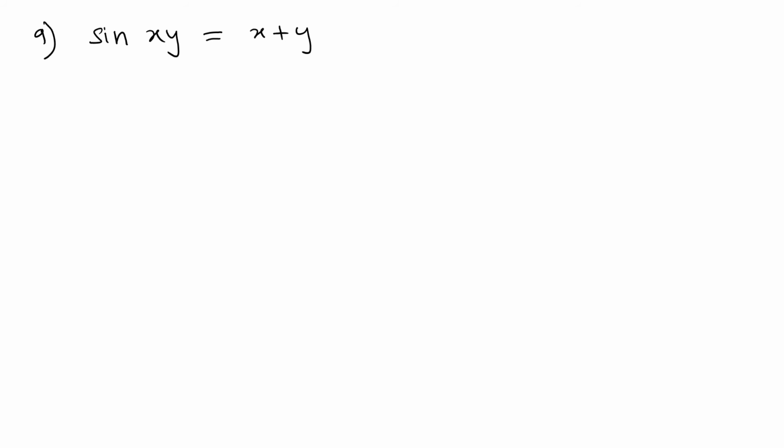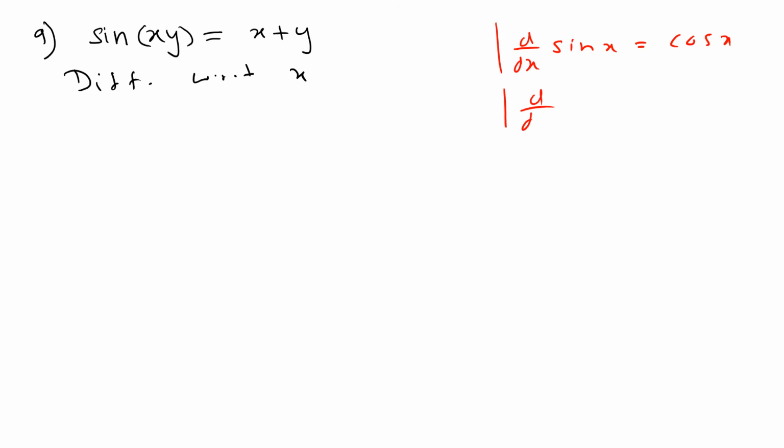As the next one, we have sin xy equals x plus y. Just to avoid confusion, let's say we need the whole product here, because otherwise it can mean something else. Now again as before, differentiate with respect to x. This is a sine, and we know the derivative of sine is cosine. The derivative of cosine is not sine, it's negative sine. It will be very clear if you look at the graph of the functions.